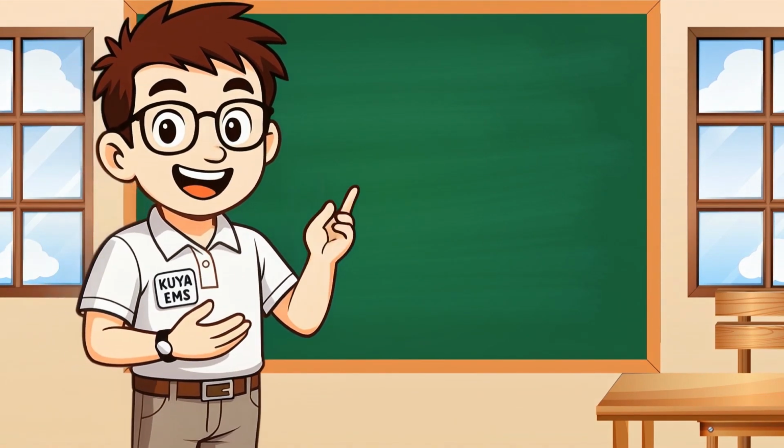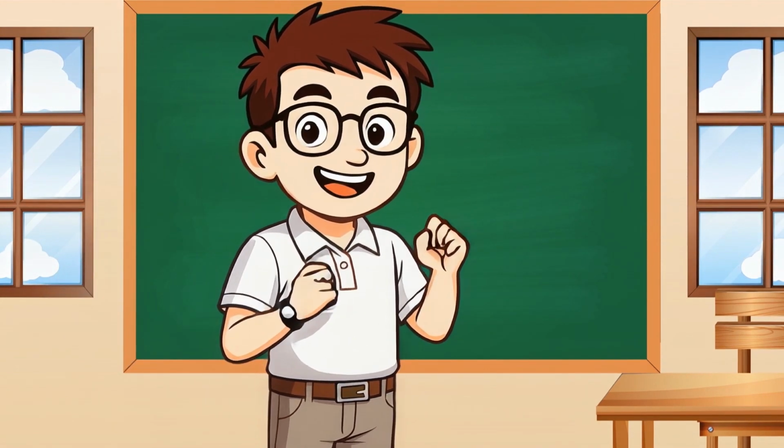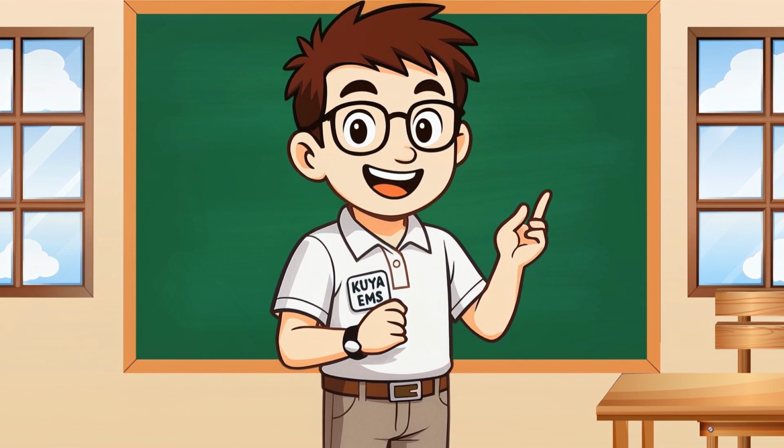What did the multi-step linear equation say to the algebra student? Don't rush me. I'm complicated.